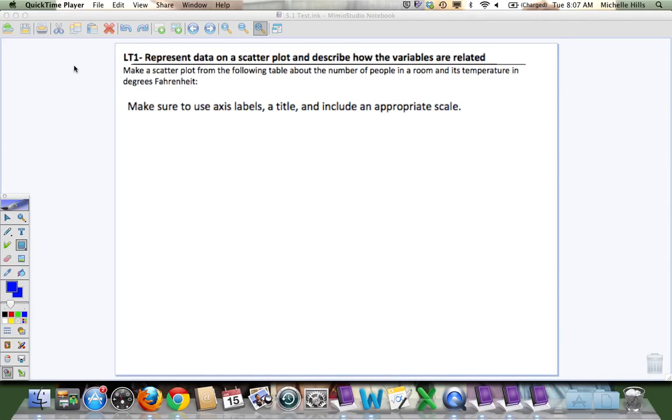So for Learning Target 5.1, the directions say to make your scatter plot. It's going to give me a table about the number of people in a room and its temperature in degrees Fahrenheit. Some things to pay attention to: it says make sure to use axis labels, a title, and include an appropriate scale.